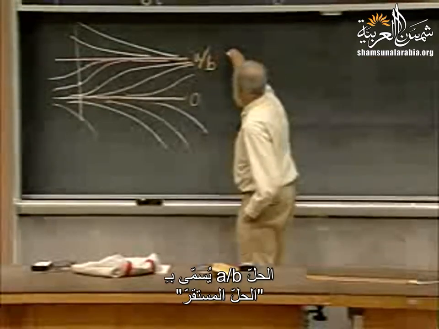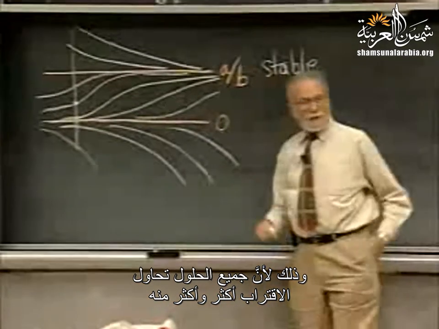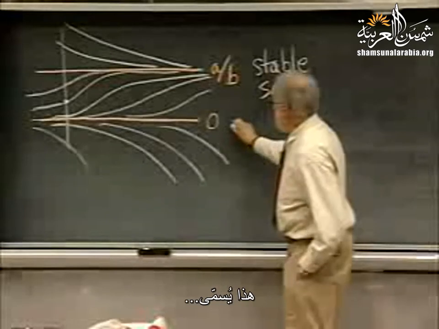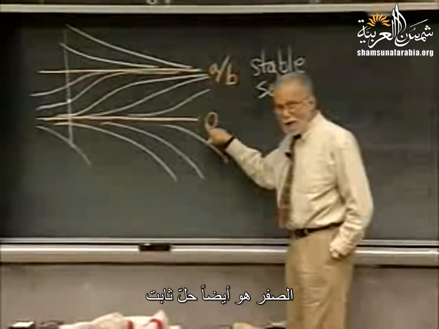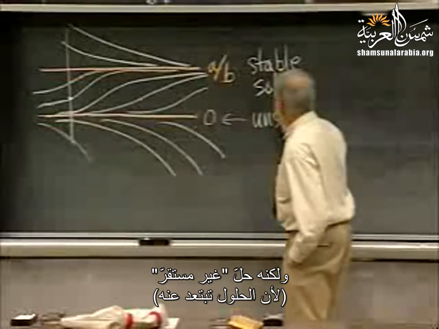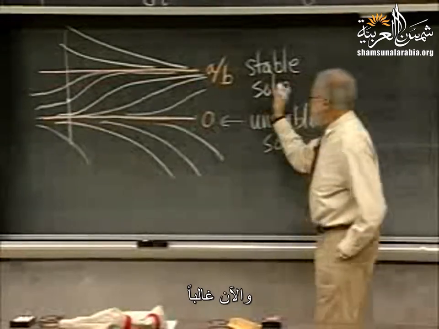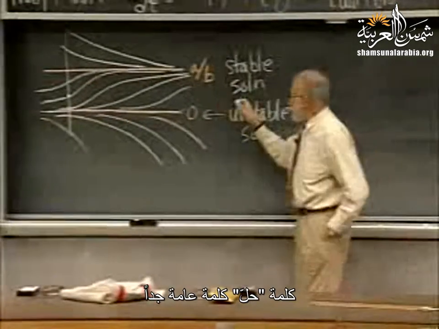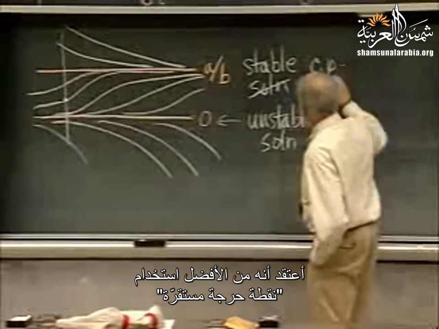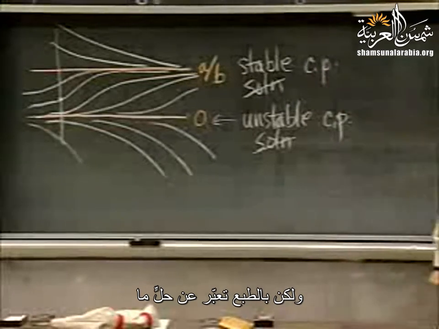This is called a stable solution because everybody tries to get closer and closer to it. Zero is also a constant solution, but this is an unstable solution. Usually, "solution" is too general a word. I think it's better to call it a stable critical point and an unstable critical point. But of course, it also corresponds to a solution.